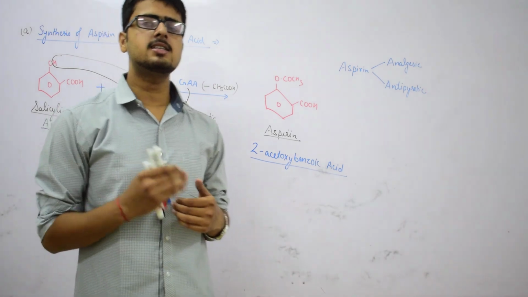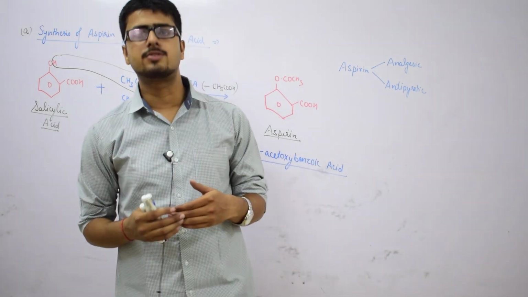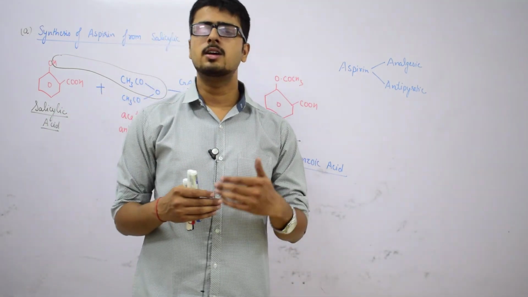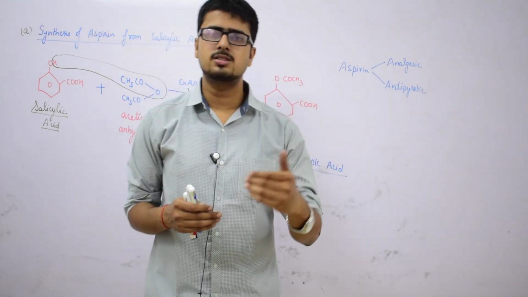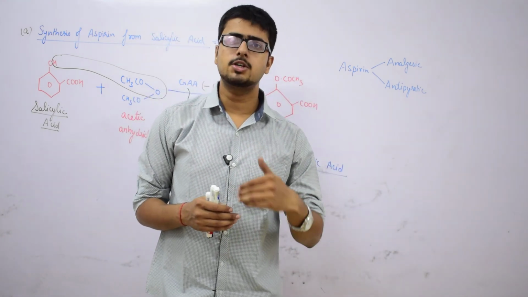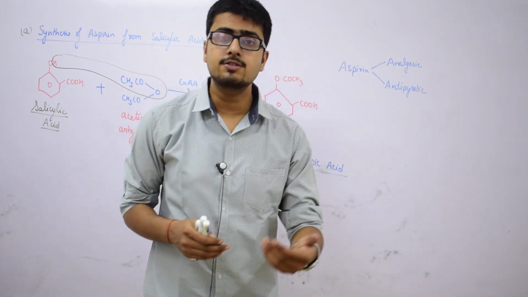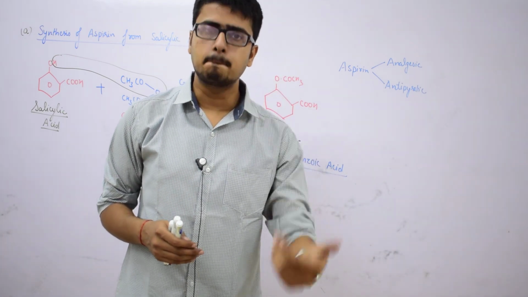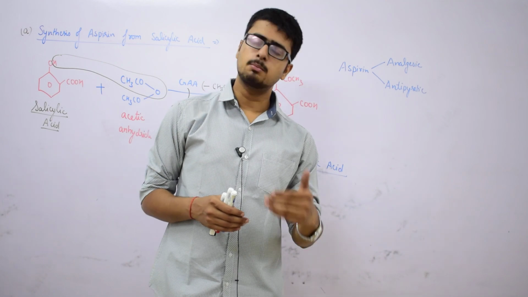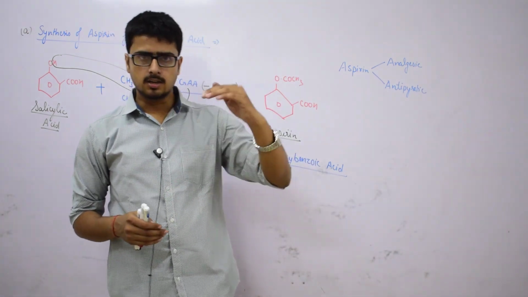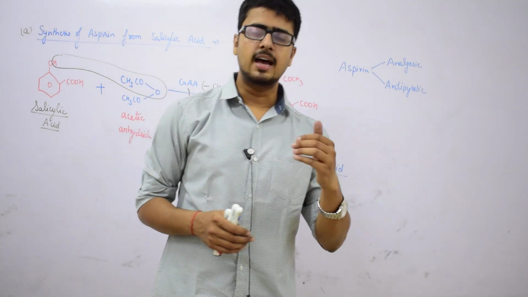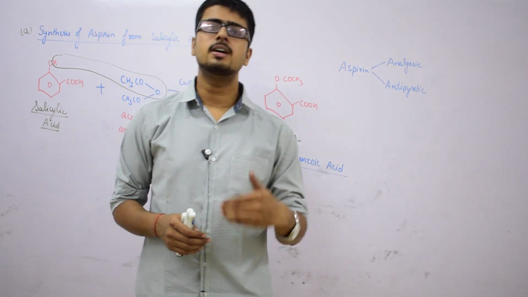Now, these analgesics and antipyretics are two types of drugs, chemical substances. One form reduces the body temperature during high heat or fever conditions, and the other relieves pain, that is, acts as a painkiller. So, aspirin reduces the temperature of the body, and it also acts as a painkiller.